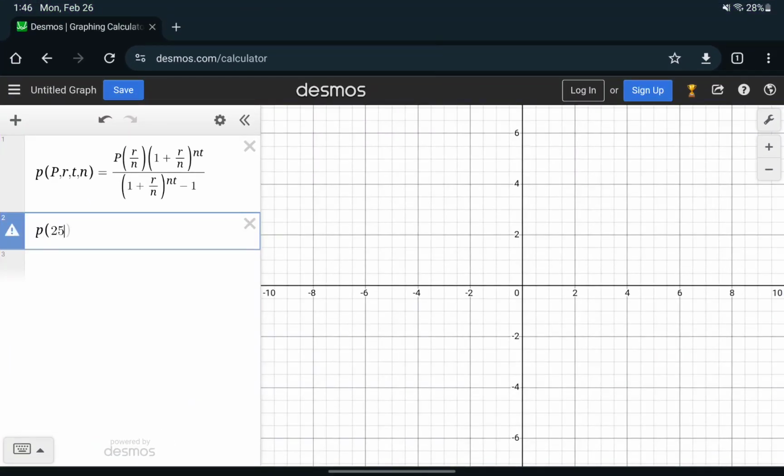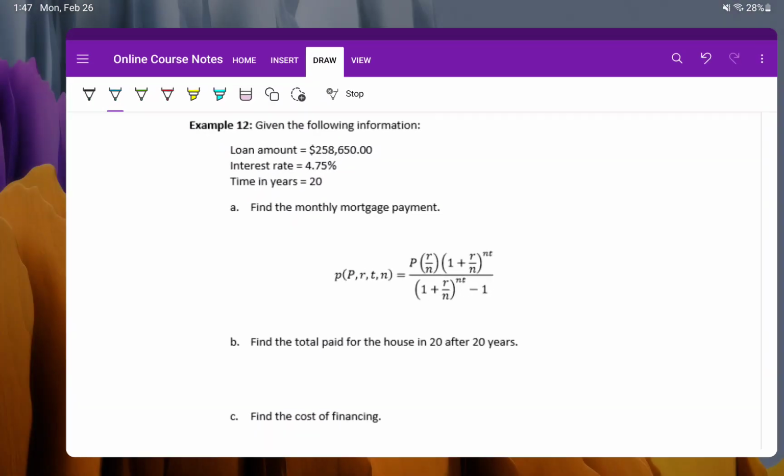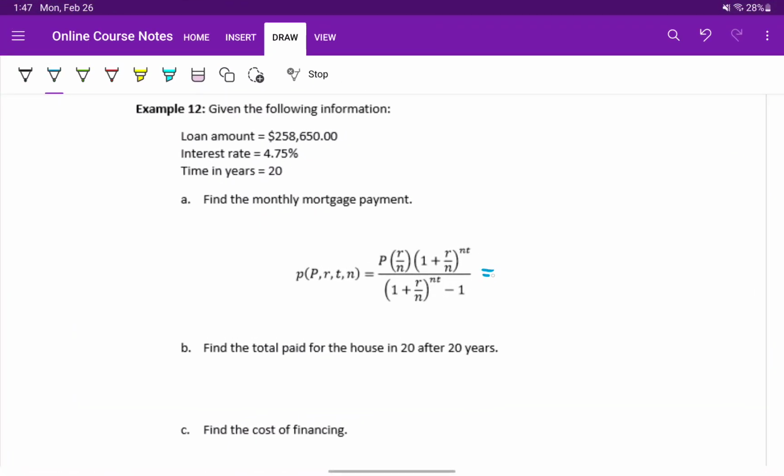So we plug in the initial balance, which is $258,650, the interest rate of 0.0475, a time of t equals 20 years, and making monthly payments comes out to 1671.46, which we would naturally round up, but even if that was 0.453, again, we would still round that up since we're calculating how much money we're going to owe someone. So that monthly payment would be $1,671.46.